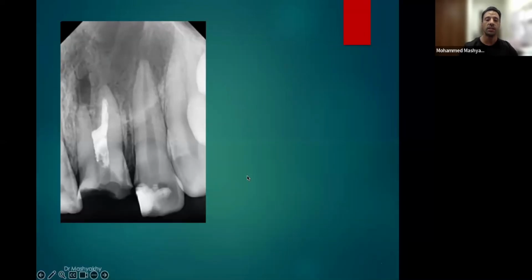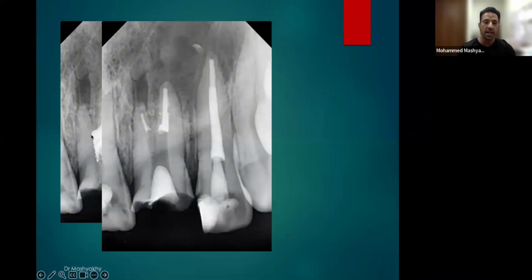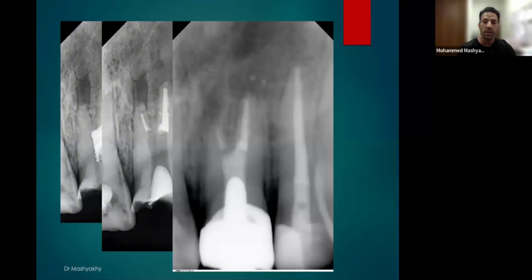Here's some cases I have treated. This one, central incisor with 2 roots, because I'm aware of anatomy. I know there are so many things that might happen. With the help of the magnification and with the small files, I could find the other canal and treat it. And this is like a follow-up case.